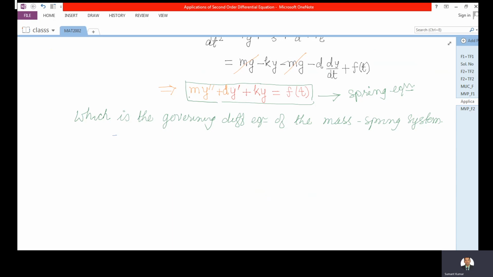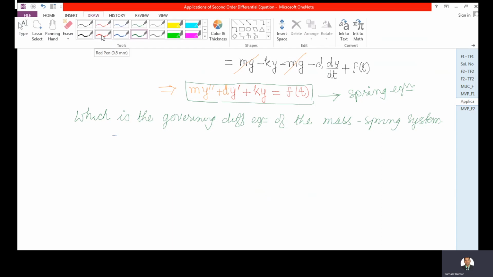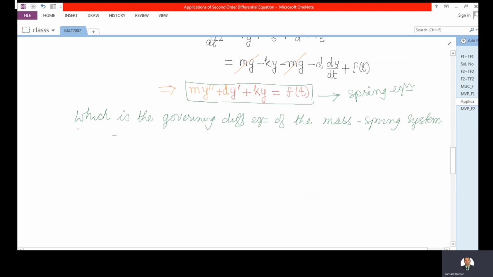So under different conditions, we may have different motion. Sometimes this d will be 0, sometimes this f will be 0. So under certain conditions we can classify the motion. So now we are classifying this motion. This is the last part we are going to discuss here. Classification of motion is important, because in real life situations we need to know which kind of differential equation we have under which condition. So here I am classifying it.